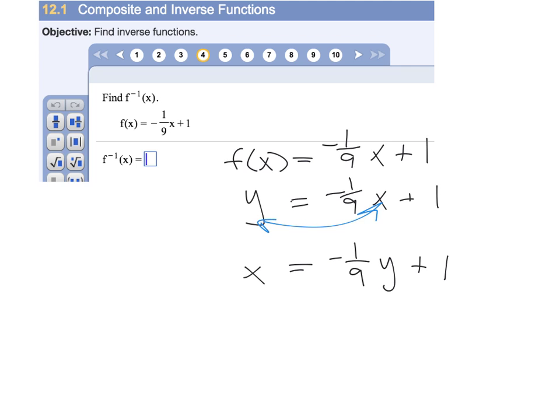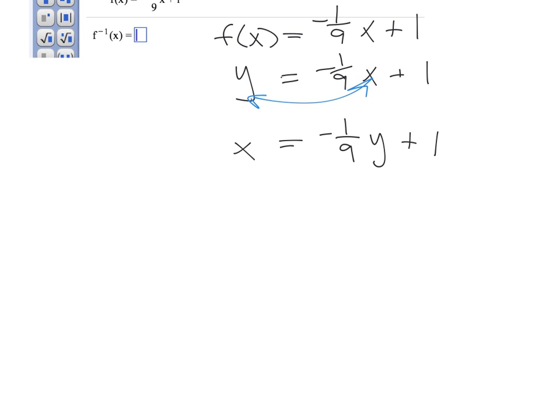And now we're going to go through the process of algebra to solve for y. We want to get that y all by itself. So we're going to start by subtracting 1 from both sides. That gives us x minus 1 is equal to negative 1/9 y, because these guys undo each other.